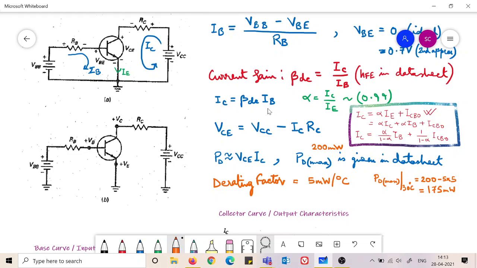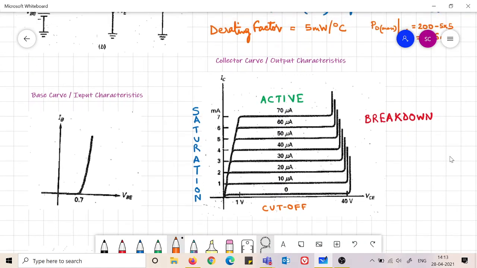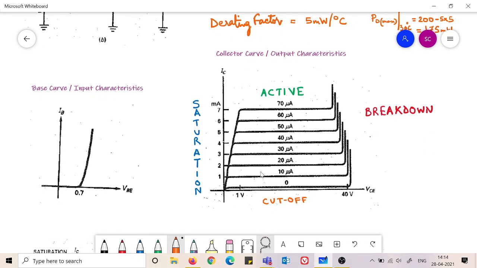The idea of current gain is applicable in the active region only. You can see that the base current and the collector current IC are directly related by a current gain. So if it is 10 microampere base current, it is 1 milliampere IC. If it is 20 microampere IB, it is 2 milliampere IC. So the current gain is always fixed in the active region.